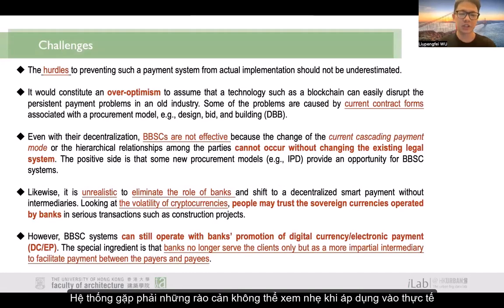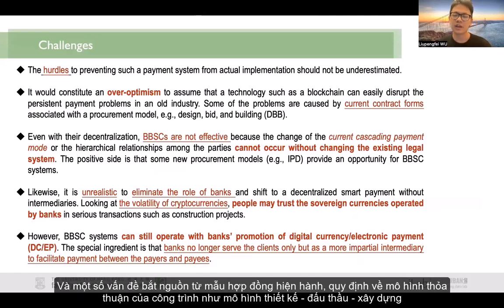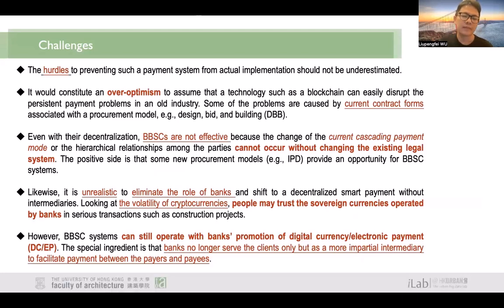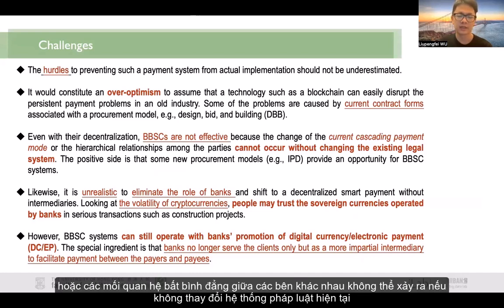The hurdles to preventing such a payment system from actual implementation should not be underestimated. It would constitute an over-optimism to assume that a technology such as blockchain can easily disrupt the persistent payment problem in an old industry. Actually, some of the problems are caused by the current contract forms associated with the procurement model, such as design, bid, and build. So even with its decentralization nature, blockchain may not be effective, because the change of the current cascading payment process or the hierarchy relationships among different parties cannot occur without changing the existing legal system.